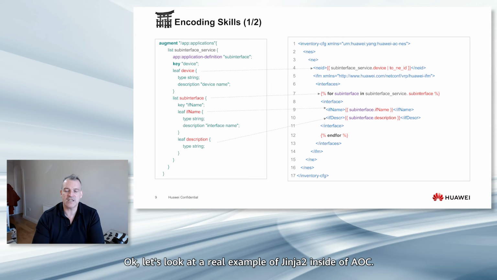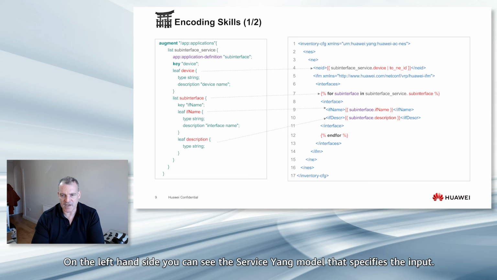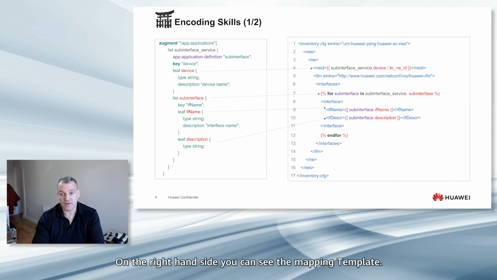Okay, let's look at a real example of Jinja2 inside of AOC. On the left hand side you see the service Yang model that specifies the input. On the right you can see the mapping template. The first thing to notice is the inventory config tag on the template. This is the root node of all Jinja2 templates in AOC. It has only one subnode, namely NEs, which can contain one or more NE subnodes to specify the Yang XML configuration data of the device.